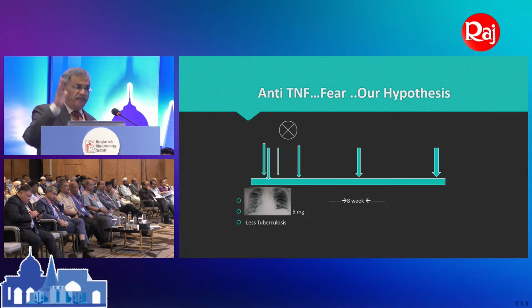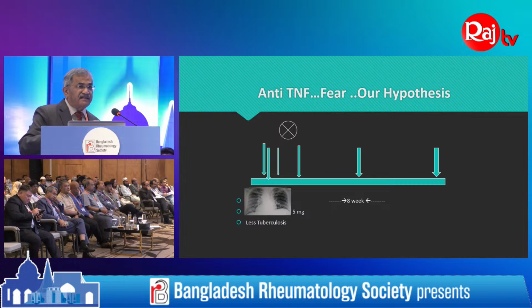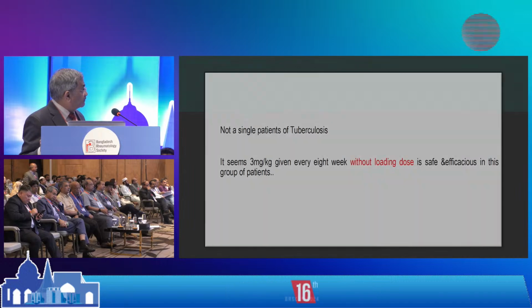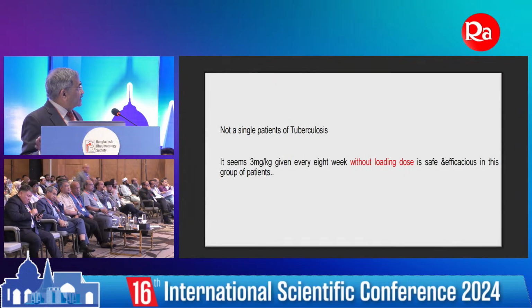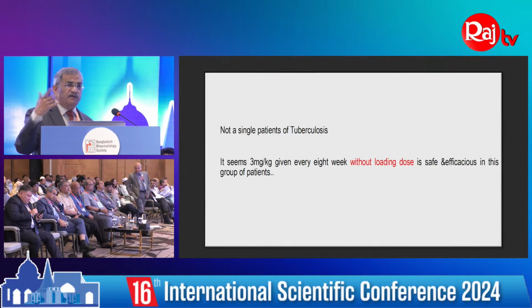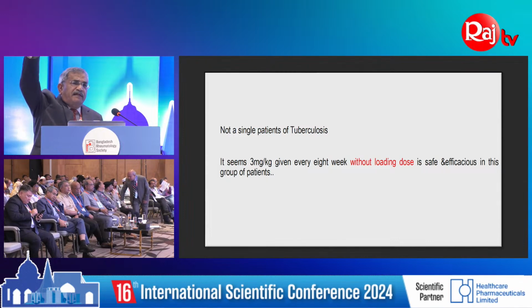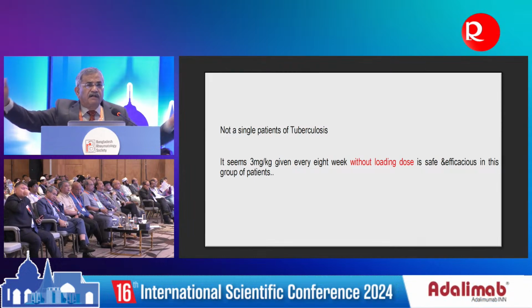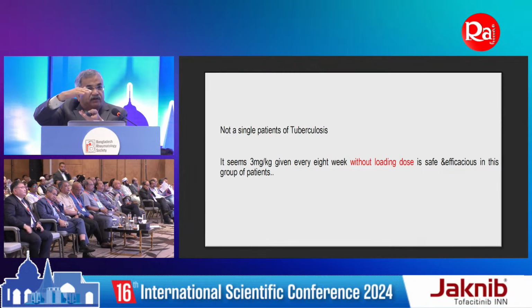That's a different issue. But incidence is very less, and it's not frightening that everybody will have tuberculosis with the anti-TNF. So not a single case of tuberculosis we had. I said, you don't use loading dose and don't use 5 milligram. You use 3 milligram. Because rheumatoid arthritis is a lot of inflammation, while ankylosing spondylitis is less inflammation.